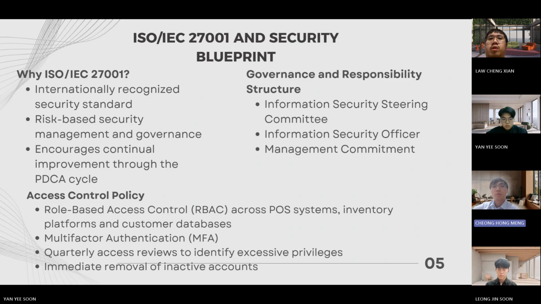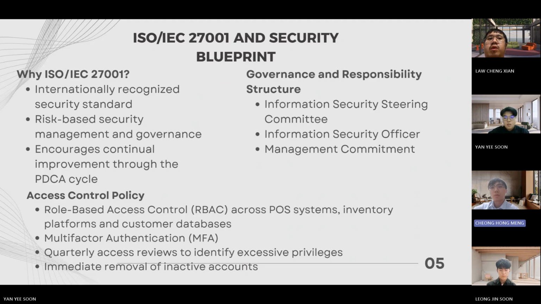The first component of the framework is governance and responsibility structure. Effective information security requires clear accountability across the organization. An information security steering committee is established, consisting of key management personnel such as the IT manager, operations head, and information security officer. The information security officer is responsible for maintaining ISMS documentation, coordinating risk assessments, monitoring compliance, and reporting security performance to senior management.